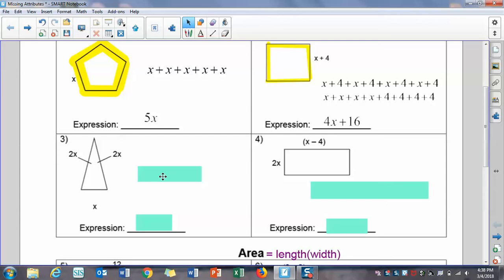So let's go ahead and write that out. 2x plus 2x plus x. So we're going to combine our like terms. We have 2 plus 2 is 4, plus 1x is going to be 5x.